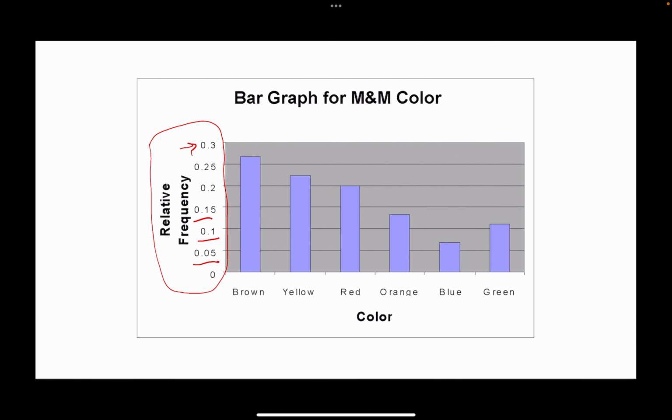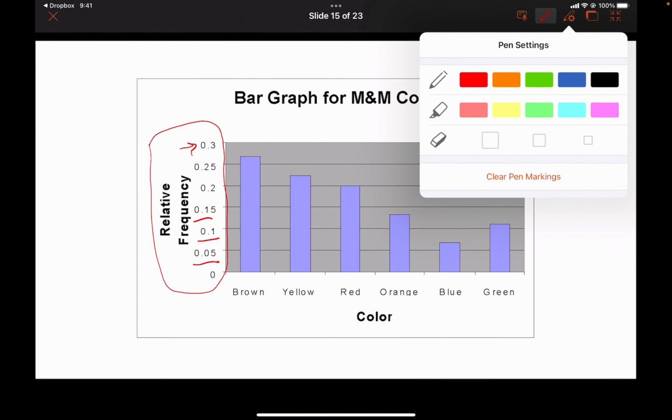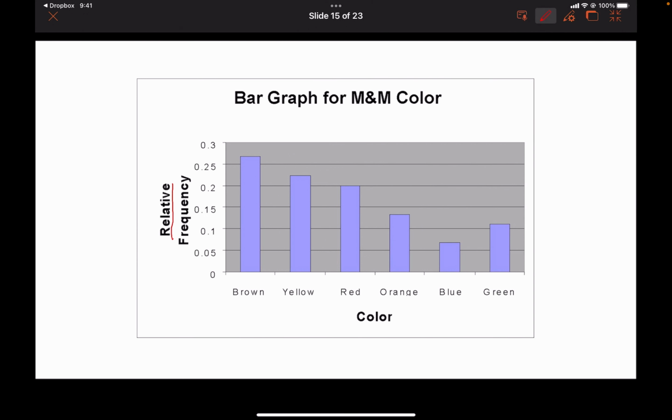Make sure you make that top just right above whatever your highest one is, unless you really like to go up to 0.5. Just make sure that you're paying attention to where that top one is. You don't need it to go to 100% because nothing's going to be even close to that. Make sure you label the axis here as relative frequency because that's what it is.